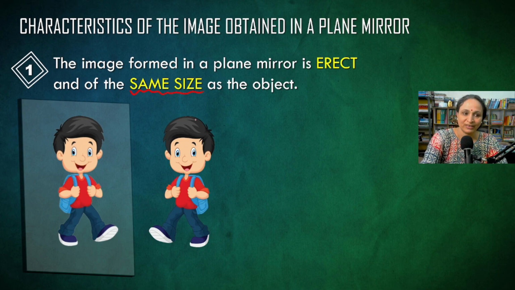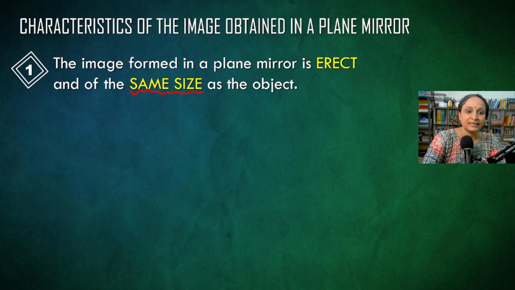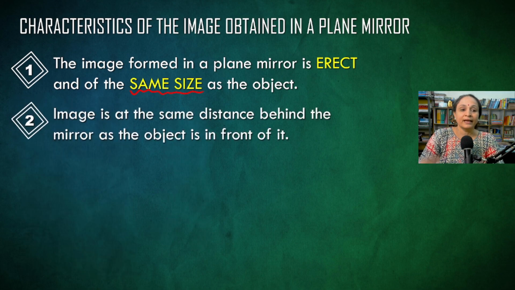Right? You have observed this already. So the first characteristic is the image formed in a plane mirror is erect and of the same size as that of the object. The second characteristic: the image is at the same distance behind the mirror as the object is in front of it.